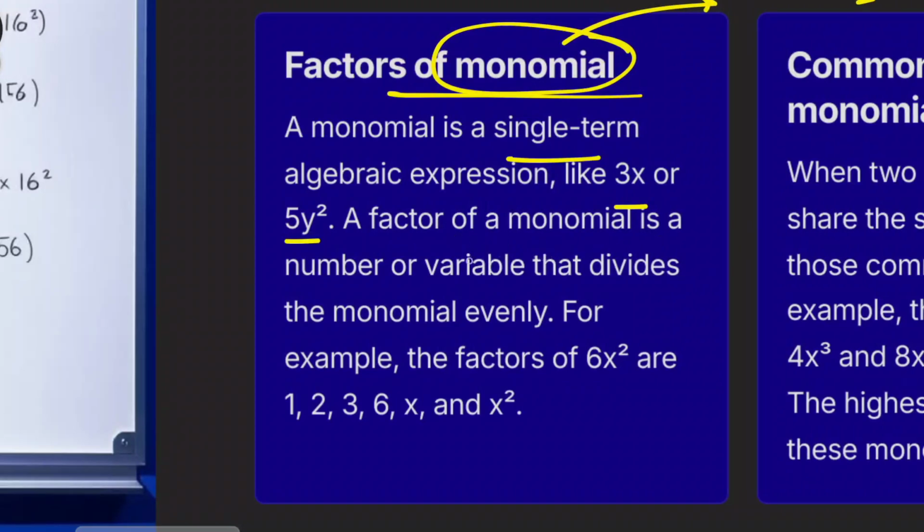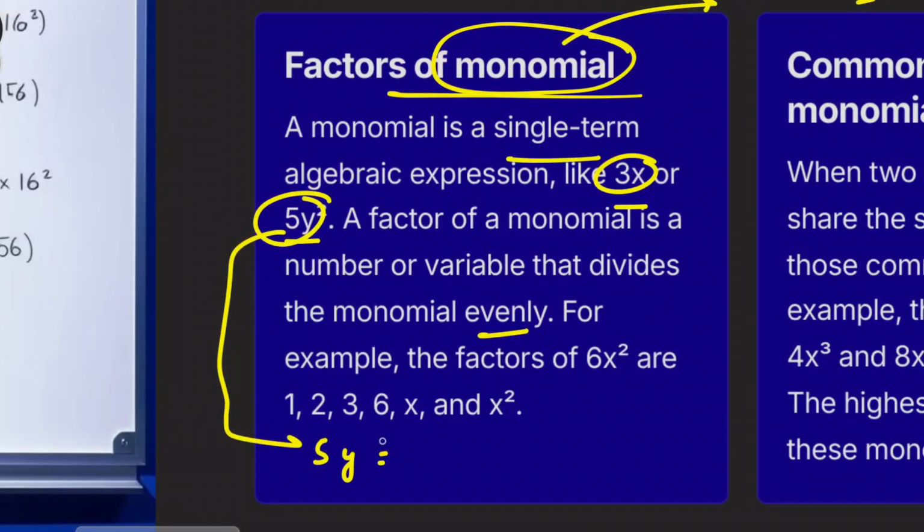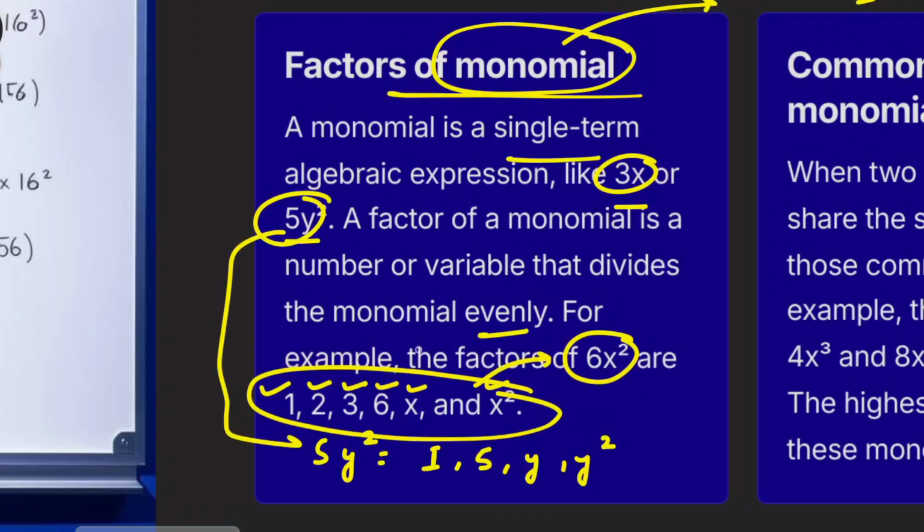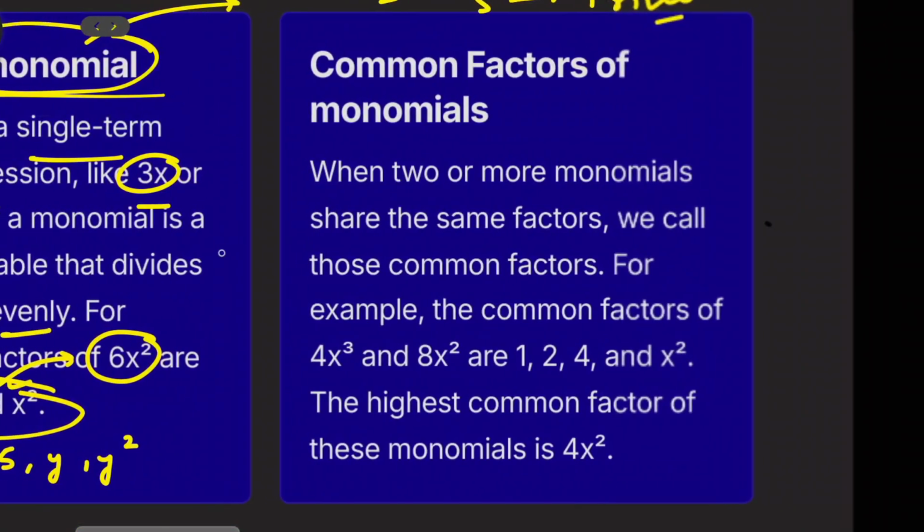A factor of a monomial is a number or variable that divides the monomial evenly. As you can see, here is only one term. That's why it is called a monomial. So the factors of 5y square are 1, 5 itself, y, and y square. In the same way, the factors of 6x square are 1, 2, 3, 6, x, and x square. All these will divide 6x square individually. So a basic definition of factors: a factor is a number that divides the given number. The number which divides the given number is a factor of that number. Understand?